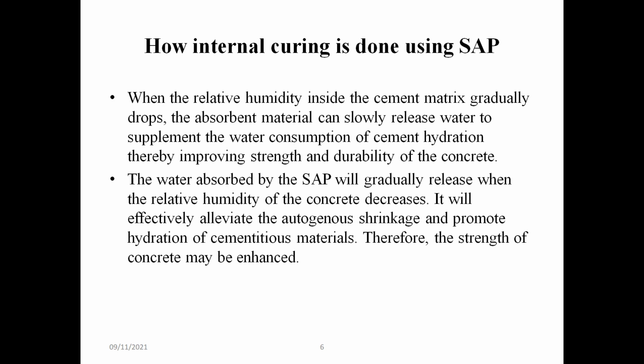Once the pre-absorbed SAP is incorporated inside these macropores, and the concrete is cast, curing is done, and the shuttering work has been removed from the specimen, then the relative humidity inside the cement matrix gradually drops. Once the relative humidity drops, the SAP comes into the picture. After the relative humidity decreases, the SAP will gradually release the stored water inside it. It will effectively alleviate the autogenous shrinkage and promote hydration of cementitious material. Therefore, the strength of concrete may be enhanced.